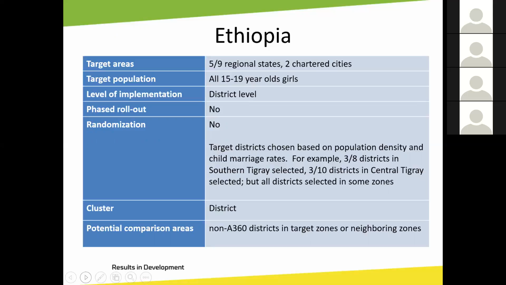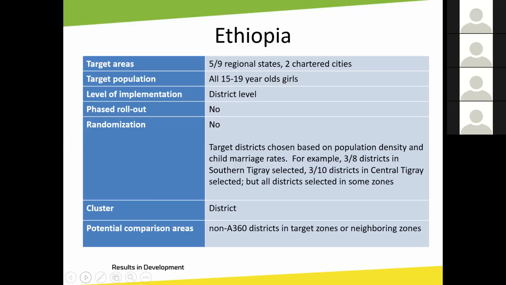Randomization does not appear currently in the plans, and the target districts have already been chosen based on certain criteria. The criteria that we're aware of are population density and child marriage rates, so areas that are at higher need of A360. And just to give you an example, in southern Tigray, 3 out of 8 districts have been selected. And in central Tigray, some of the districts have also been selected, but in some of the zones, all districts have been selected. So there's quite a lot of variation there.